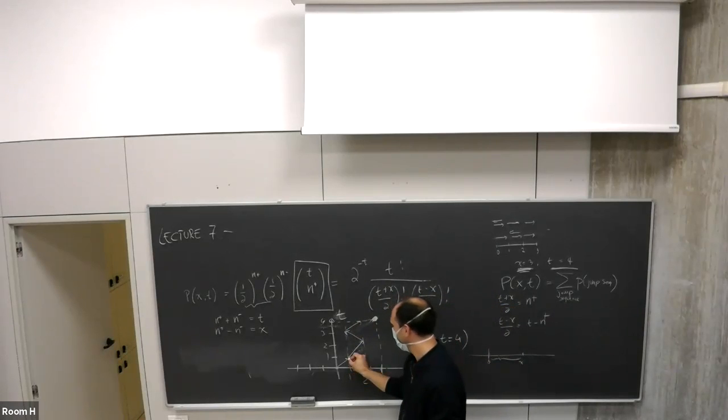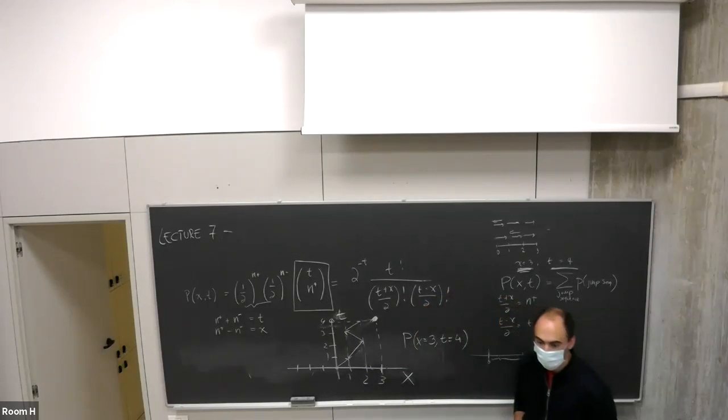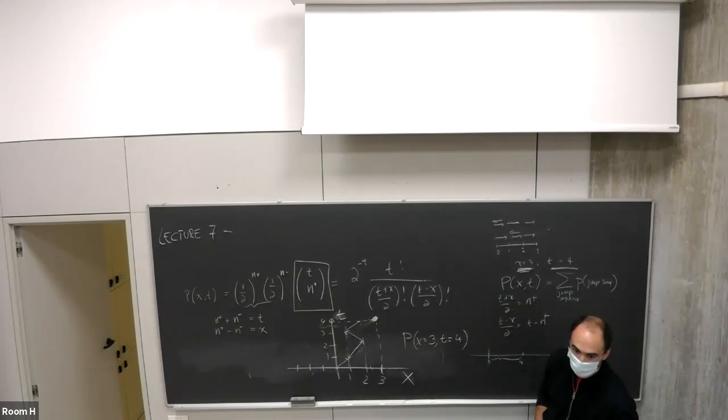So, forward, forward, backward, and forward. Now I'm at time 4, x equals 2. I think from the equation, this is not possible. Because if you take t minus x, you get 1/2 factorial. So my example is actually wrong.